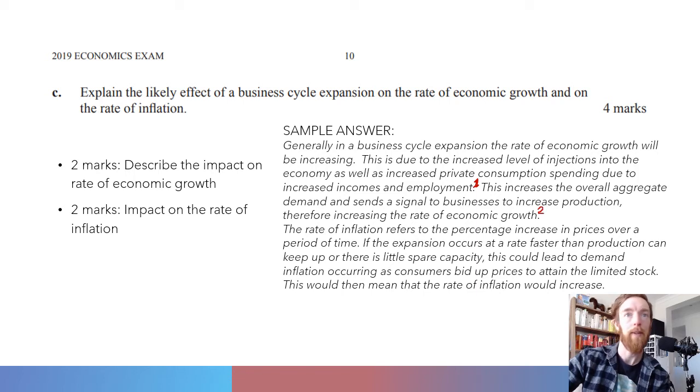There's some good numbers. The rate of inflation refers to the percentage increase in prices over a period of time. If the expansion occurs at a rate faster than production can keep up, or there is little spare capacity, this could lead to demand inflation occurring as consumers bid up prices to attain limited stock, and this would then mean that the rate of inflation would increase. So 1 mark for the explanation, and then 1 mark for the effect on inflation overall.